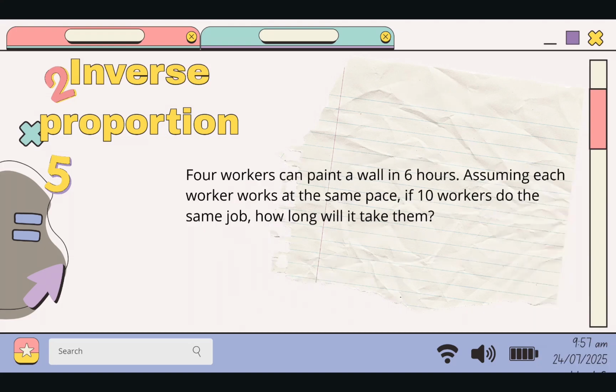So here's the question for the inverse proportion. Four workers can paint a wall in 6 hours. Assuming each worker works at the same pace, if 10 workers do the same job, how long will it take them?